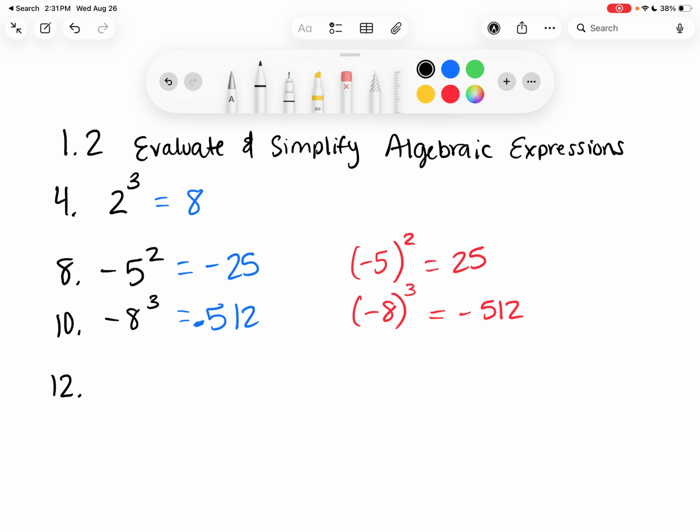Number 12, -3 squared. This one's going to be +9. Yep, +9.